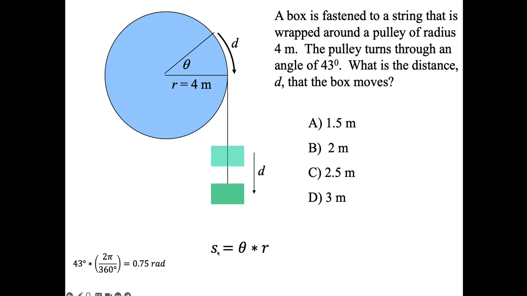Now I can just go to my equation that the arc length is the angle in radians times the radius, and I'm going to get 3 meters. If I had tried to use 43 in the space of an angle, I'd get this gigantic number, and that should look ridiculous to you.